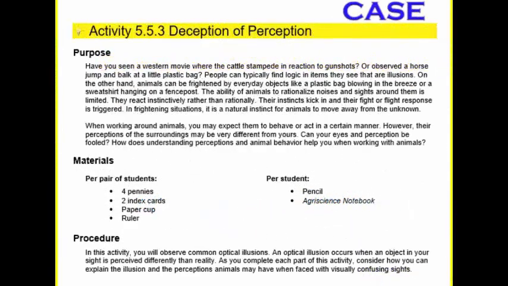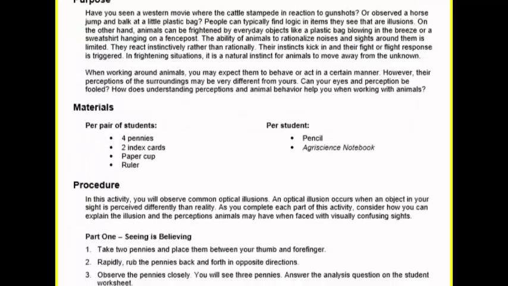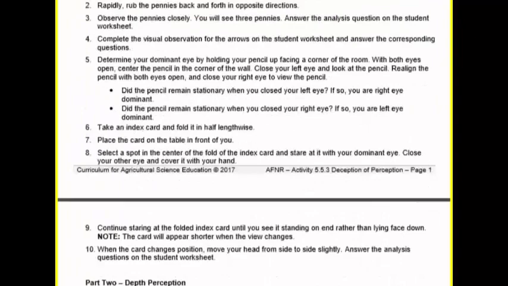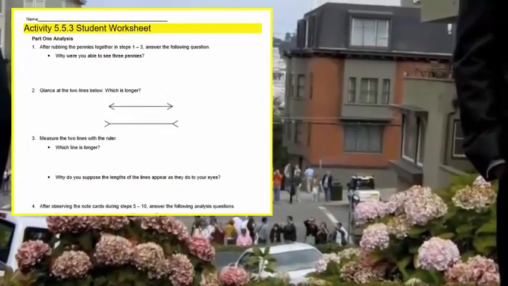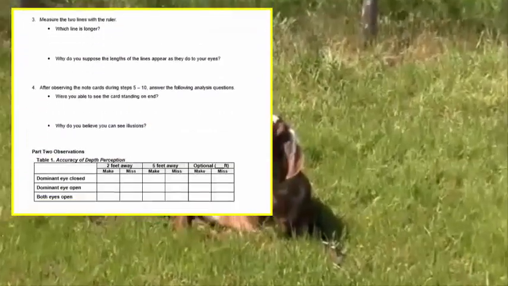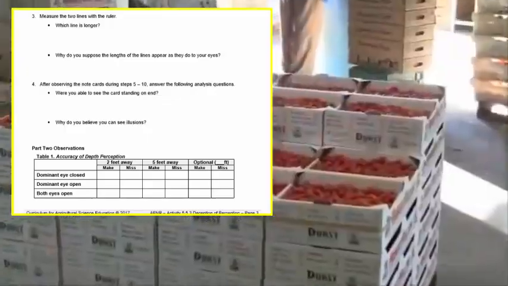Through Activity 5.5.3, Deception of Perception, you will draw conclusions on the perceptions of stimuli based on observations of optical illusions in order to understand the difference between human and animal perception of stimuli. Your teacher will provide some simple tools for you and your partner to test perception.